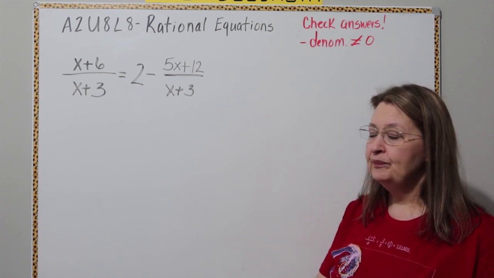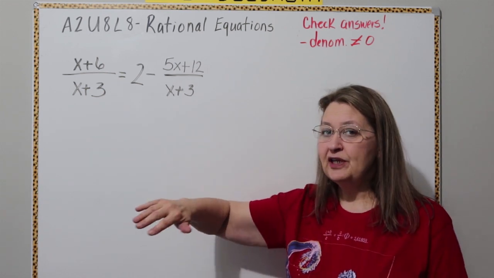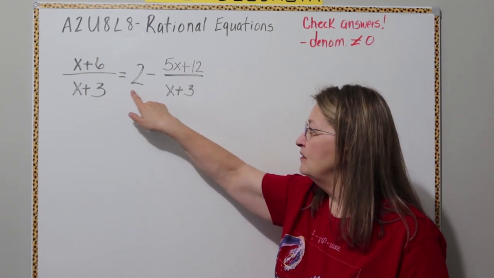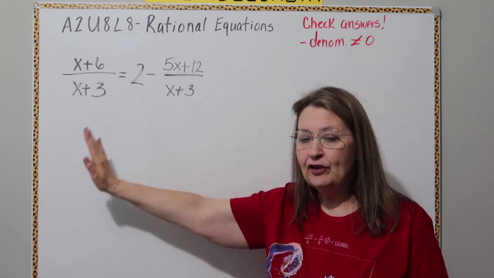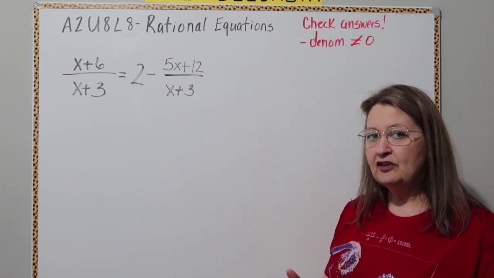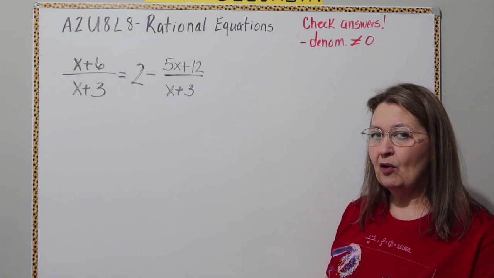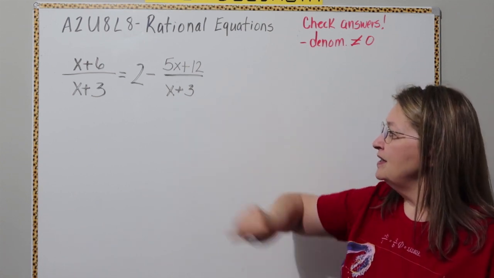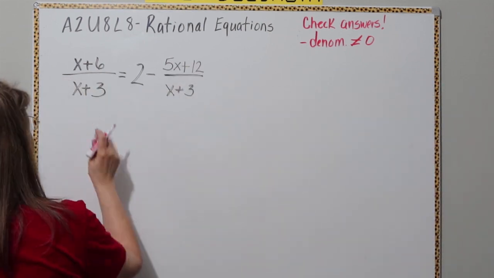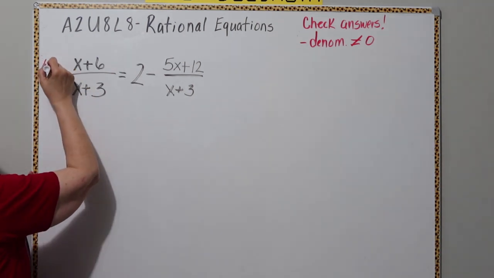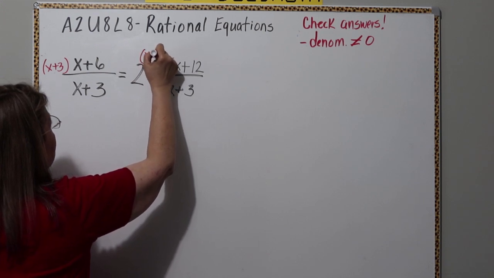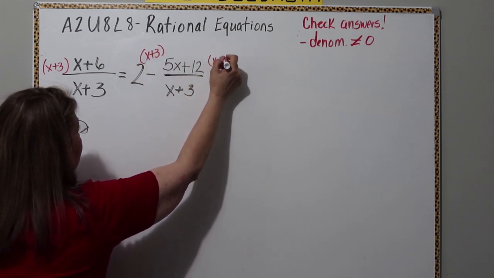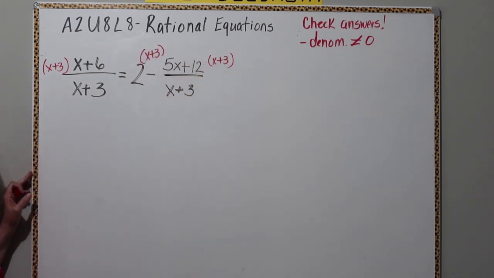Now you have to be careful, because in this problem there's 3 terms. This is 1, this is 2, and this is 3. So if you're going to multiply all the way through on an equation, you've got to be sure that every term gets multiplied. Alright, so I'm going to take my denominator, x plus 3, and I'm going to multiply every single term by x plus 3. Okay, now let's clean it up and see what happened.